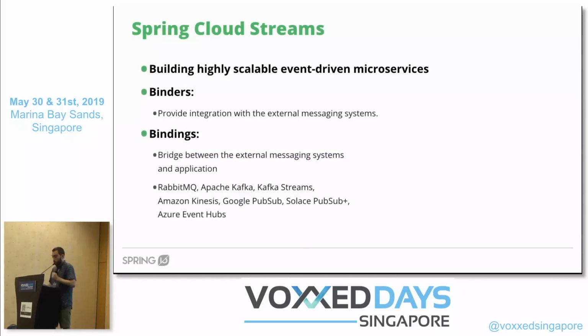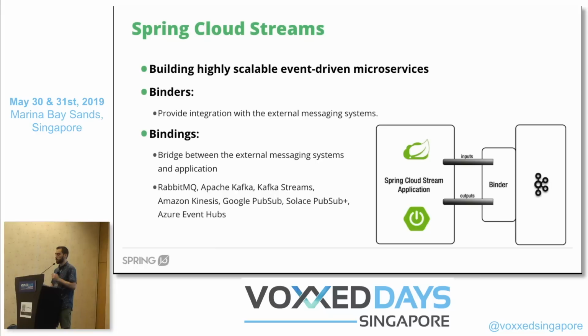That brings me into Spring Cloud Stream, and this is what we're going to see in the demo right now. Spring Cloud Stream is what allows you to implement these highly scalable event-driven microservices. We have a couple of concepts, which are the binders and the bindings. The binder is what provides the integration between your application and the messaging system. We have a bunch of binders, and the bindings are how we bridge this integration between the application and the messaging system.